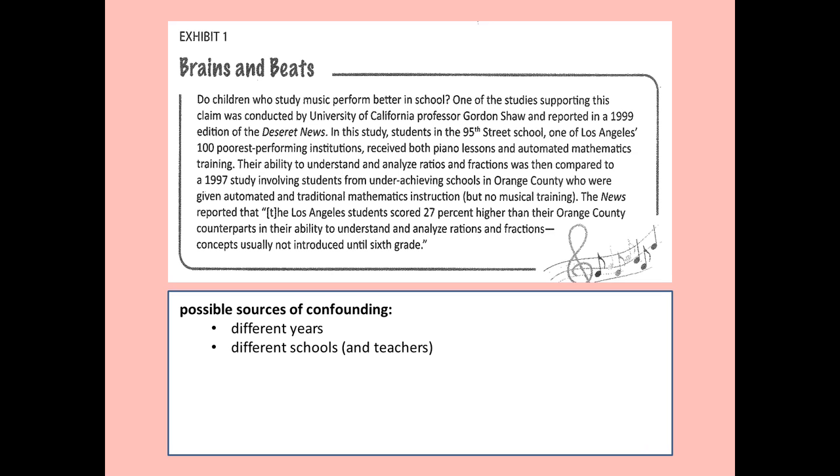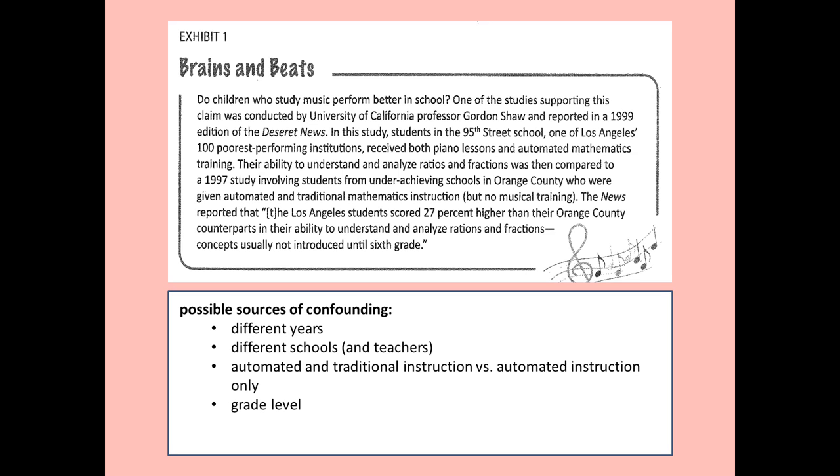If the idea is that you would generally want things to be similar except for with respect to whatever your explanatory variable is, it seems like you could get a big difference if they had different teachers. And just going to different schools by itself is probably a big difference as well. One group only had automated instruction, and the other group had automated and traditional instruction.